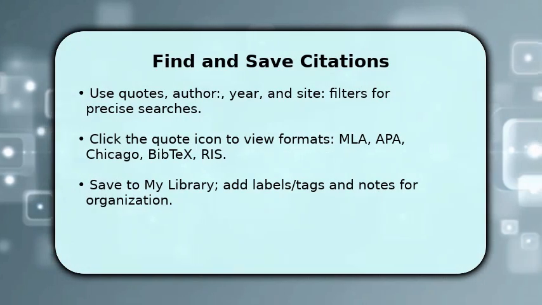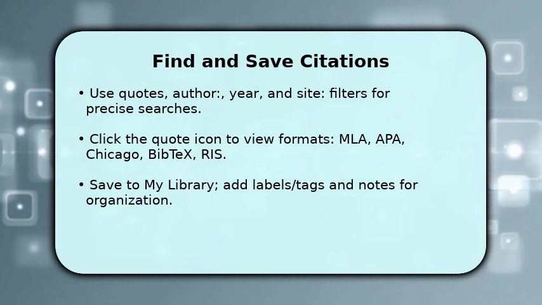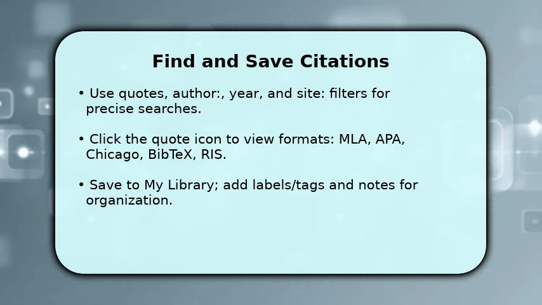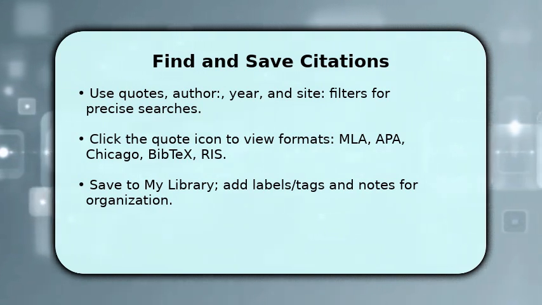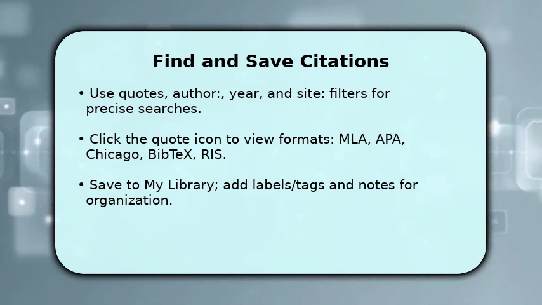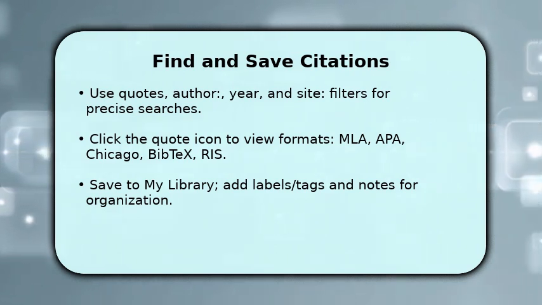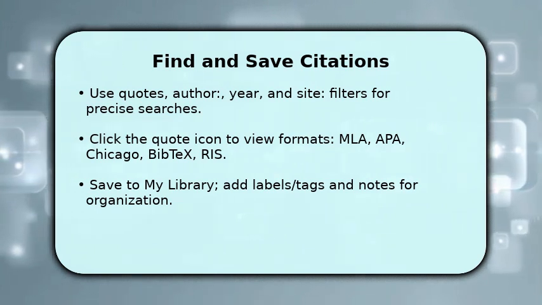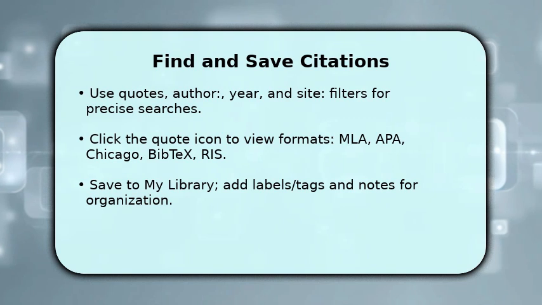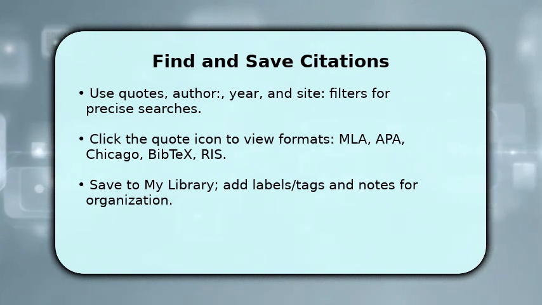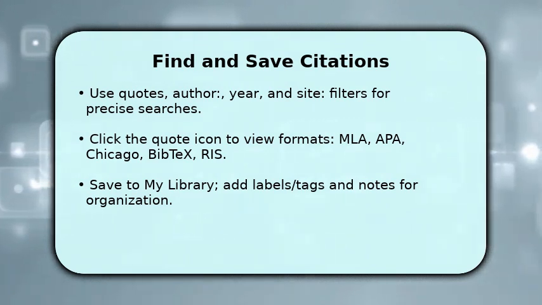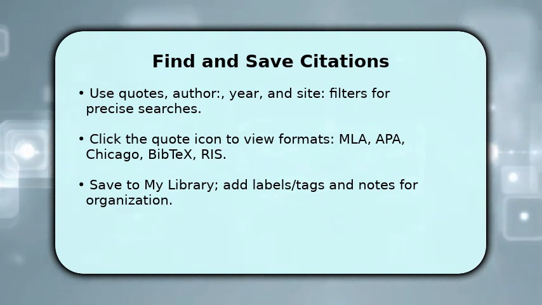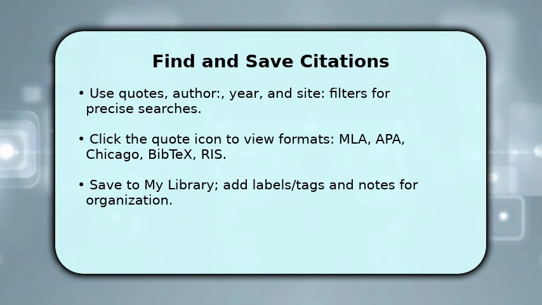Now search with purpose. Use quotes around phrases, author last name for author-specific work, year ranges and cite, domain filters to narrow results. When you locate a paper, click the quote icon to display citation formats including MLA, APA, Chicago, plus BibTeX and RIS for reference managers. Copy the one your project needs. Save the result to My Library and add labels or a short note to track relevance. This keeps your project organized and makes batch exporting straightforward when you're ready to assemble references.